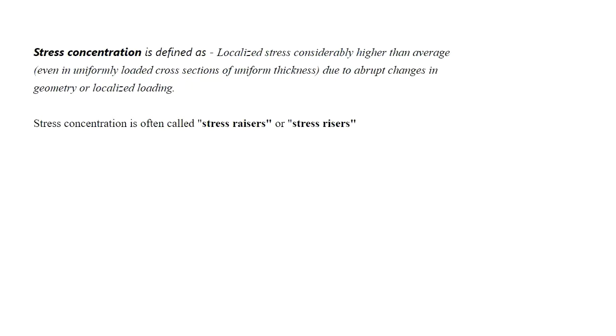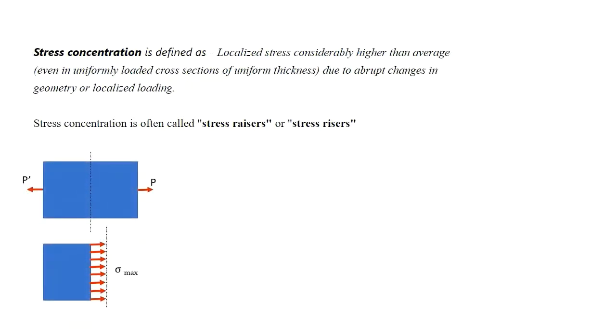So let's see. Now here you could see a simple plate which is under tensile loading. We have applied a force of P, and now let's cut the plate here at this section, and we can see the stress distribution which is uniform, and we have got the sigma max. Now if the sigma max is greater than the yield strength of the plate, the deformation will start, and as soon as the stress gets more than the ultimate strength of the body, it will fail.